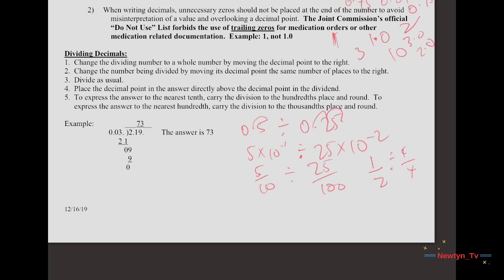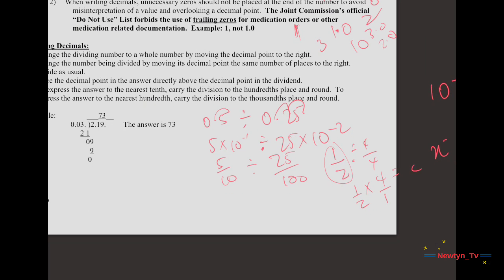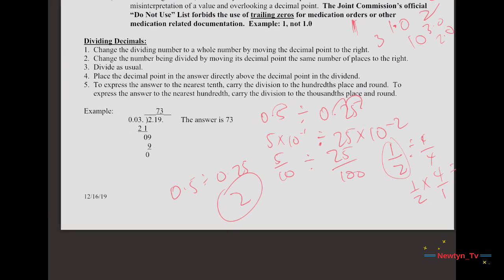As I said earlier, when you have something like this, you maintain the first fraction, then you swap the second one. So you have 1 on 2 times 4 on 1, then you multiply and you get 4 on 2. Now 2 goes into 4 two times, so your answer is 2. So 0.5 divided by 0.25 will give you 2. Very simple.